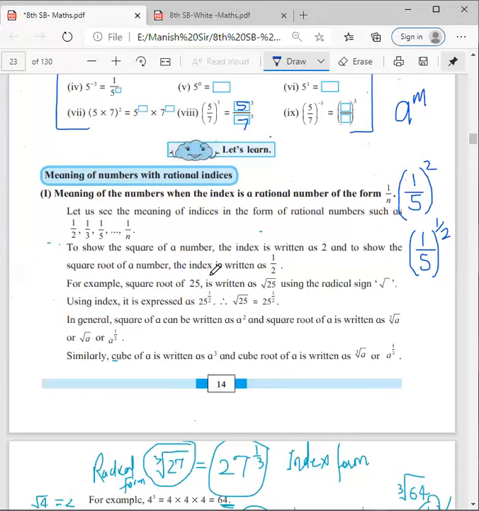But if you want square root of that number, what you can do, you can write, yeah ma'am, yeah ma'am. Yeah. Good morning. Just 1 minute. Good morning, ma'am. Yeah. All the students.